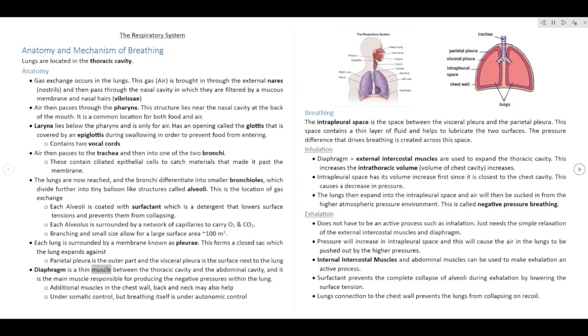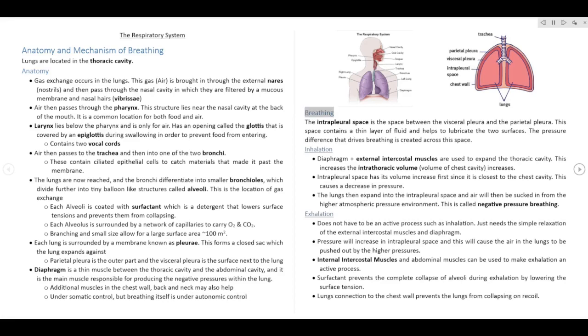Diaphragm is a thin muscle between the thoracic cavity and the abdominal cavity, and it is the main muscle responsible for producing the negative pressures within the lung. Additional muscles in the chest wall, back and neck may also help. Under somatic control, but breathing itself is under autonomic control.